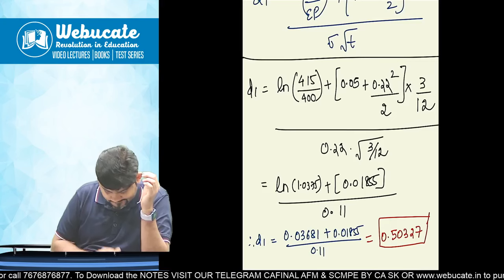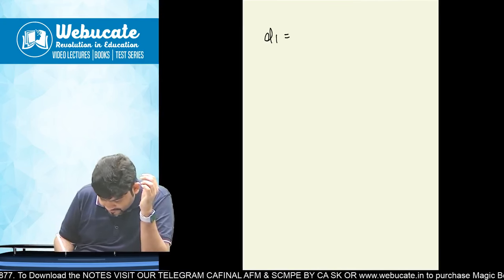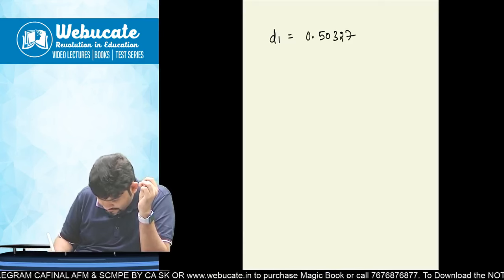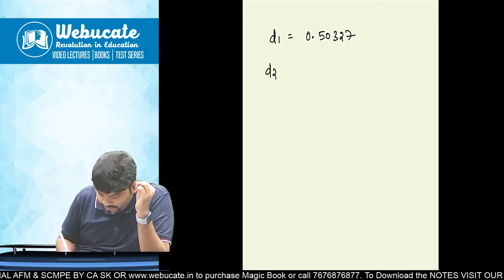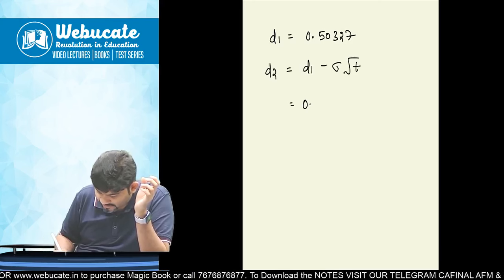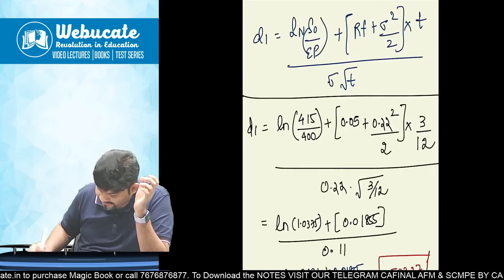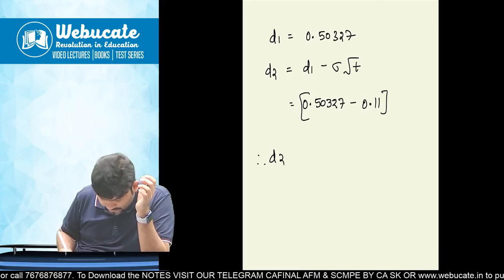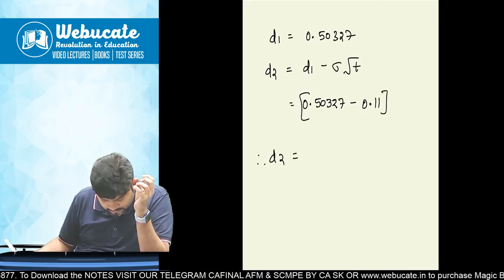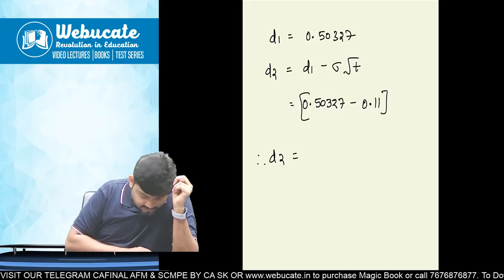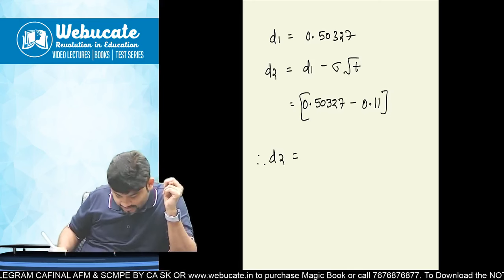So finally we have our d1, which is 0.50327, and now we will have our d2, which is d1 minus sigma root T. d1 is 0.50327 minus sigma root T, which is 0.11. Therefore, d2 is equal to 0.50327 minus 0.11, 0.39327.